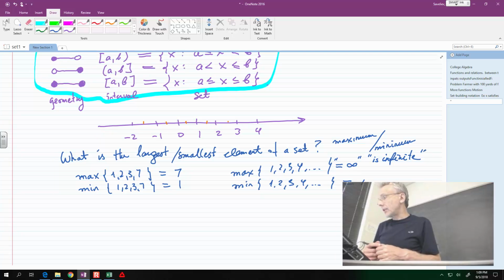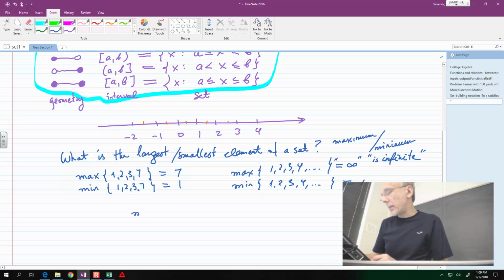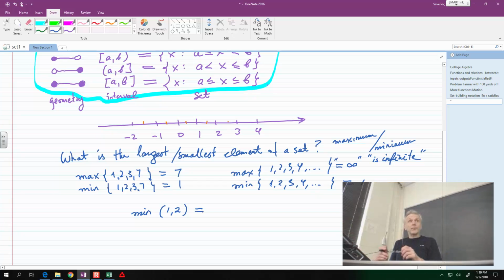Then there are even trickier situations. How about the minimum of this set, the interval between 1 and 2? Well, it is kind of 1, but not quite. Saying 1 would not be quite a good answer.